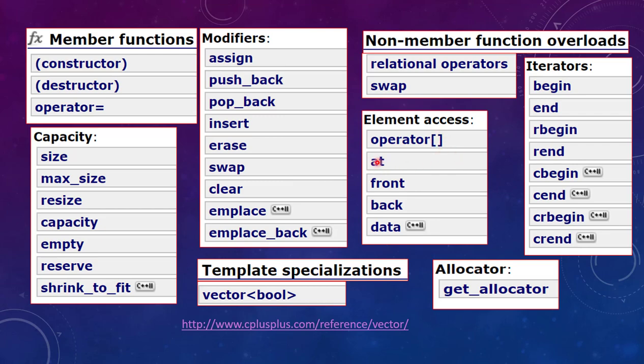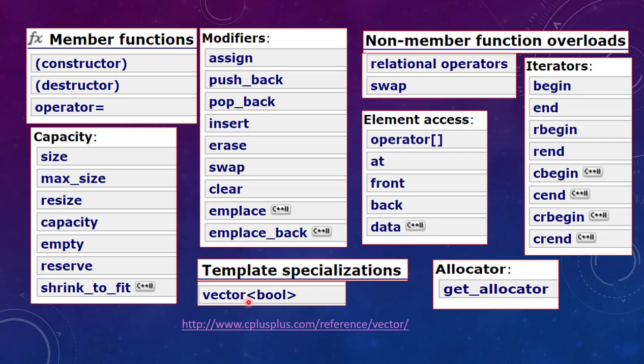You have iterators that allow you to start from the beginning and go to the end, or start at the end and increment towards the beginning. That's what reverse begin and reverse end mean. Constant begin and constant end mean you can move through the system, but you're not allowed to change anything. You can look, but can't touch, and you can go in the reverse direction, looking and not touching. You can design your own allocator, how new memory is allocated. And there's a specialization for bool. You don't have to write it. It's already been done for you.